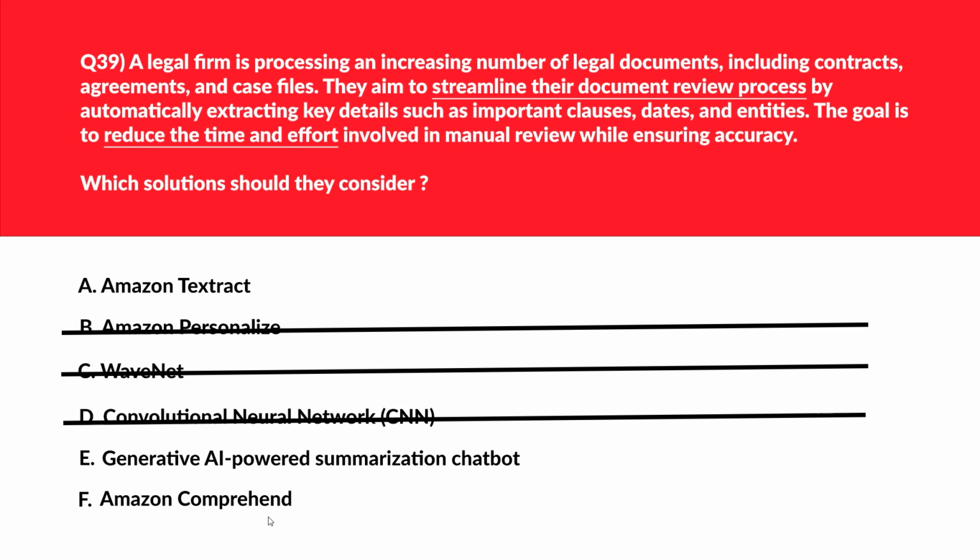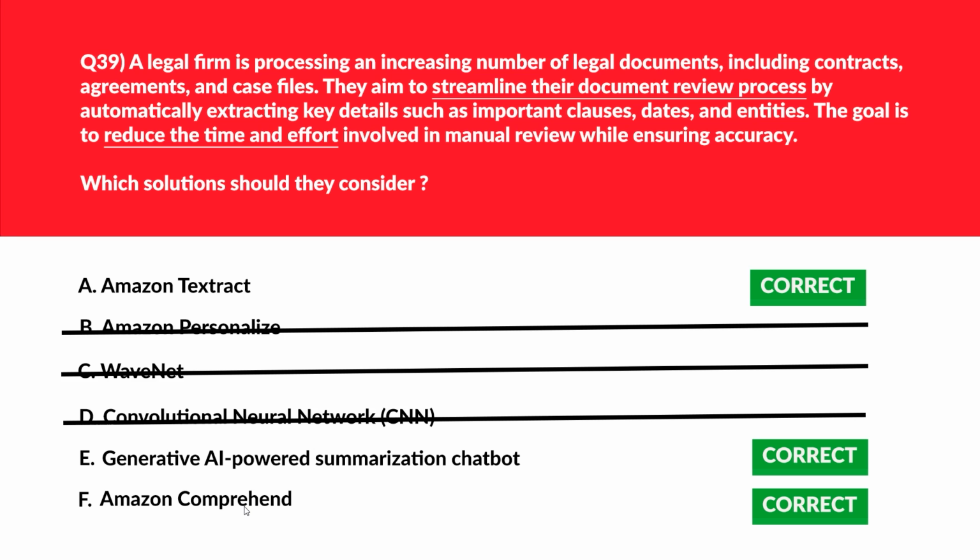Option F says Amazon Comprehend. Comprehend helps in identifying entities, key phrases, and other relevant information from text data. That being said, it is another correct answer. So we'll log these as the final answers.